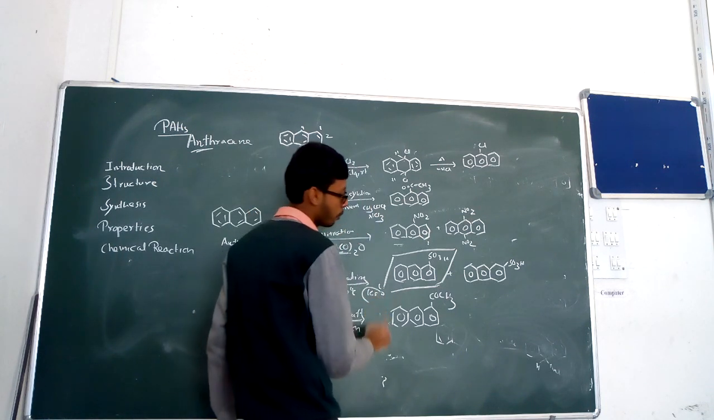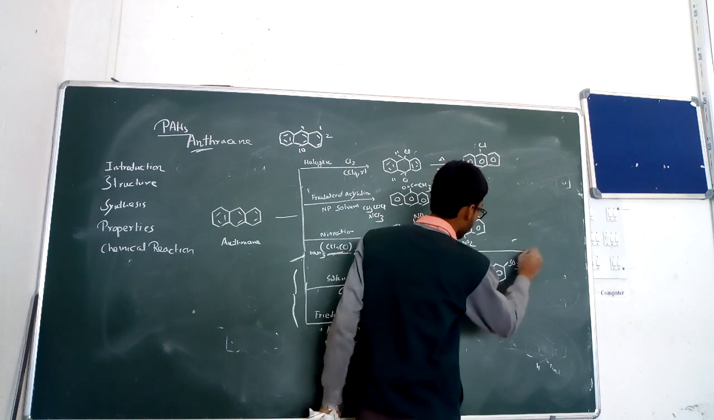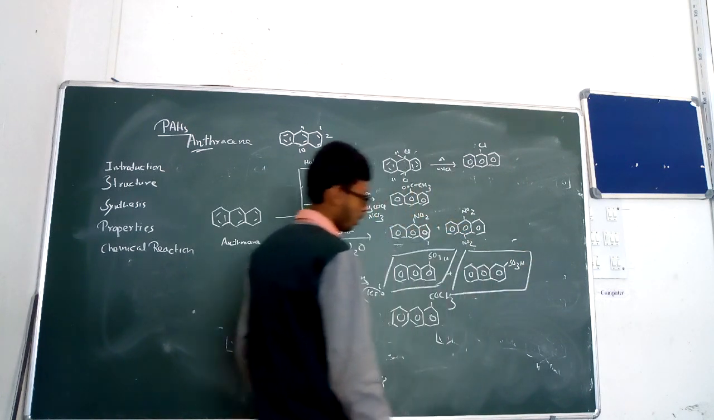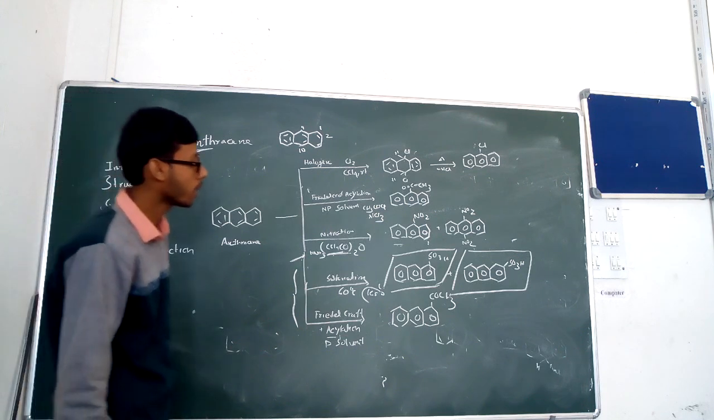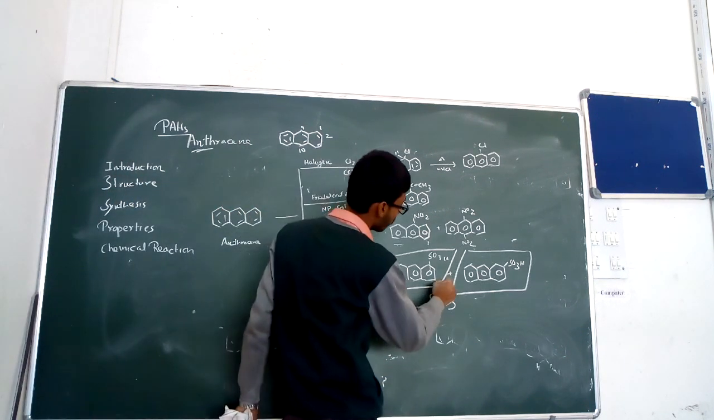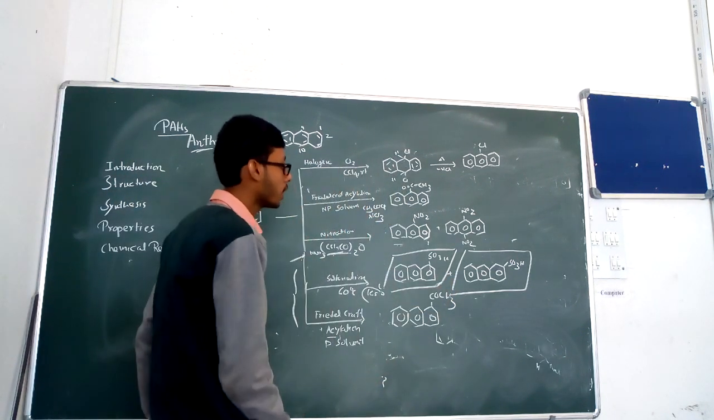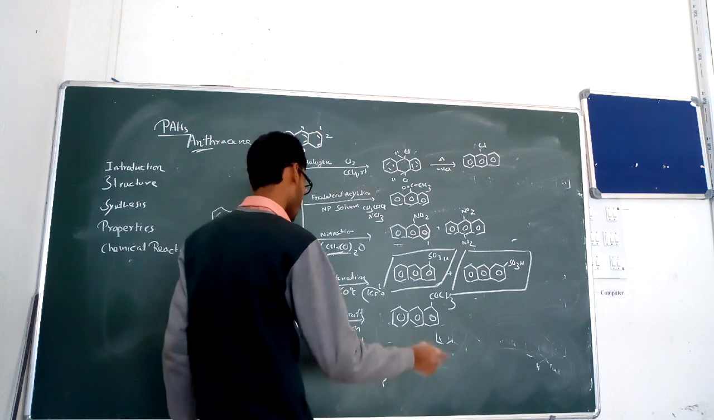And when the temperature is higher, at about 165 degrees Celsius, the major product formed is the 2-sulfonyl anthranilic acid. In both cases a mixture is formed, but depending on the temperature, the major product varies.